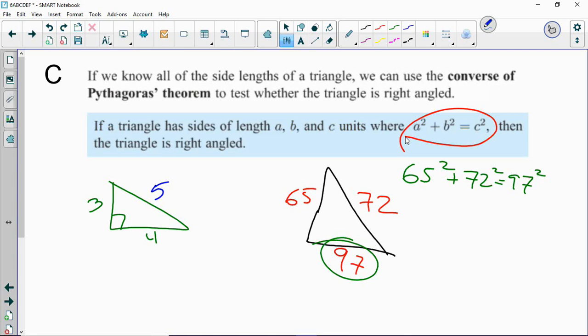It had a secret right angle right there. I know it didn't really look like it, but it was a right angle all along. So that's what we mean by the converse of Pythagoras' theorem. It's testing whether a triangle has a right angle or not.